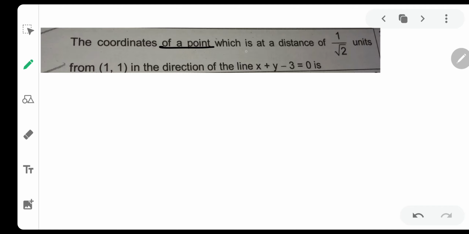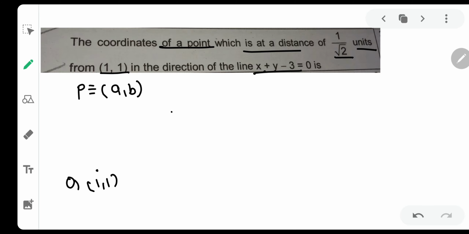The coordinates of a point which is at a distance of 1 by root 2 units from the point (1, 1) in the direction of the line x + y - 3 = 0 is. So let me call that point P, and P corresponds to, let us say, (A, B). There is some point (1, 1), I will call that point Q, and there is some point P which is also (A, B). The distance between these 2 points as noted by them is actually 1 by root 2 units. But this is in the direction of x + y - 3 = 0.